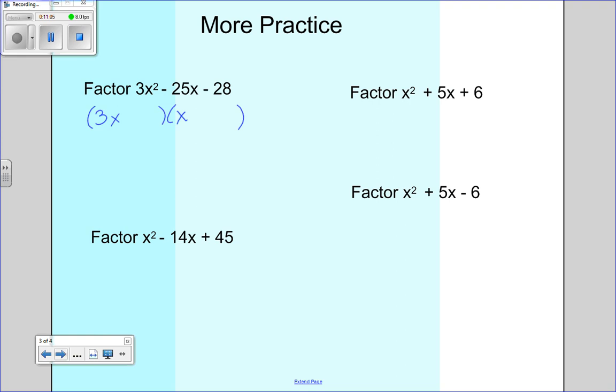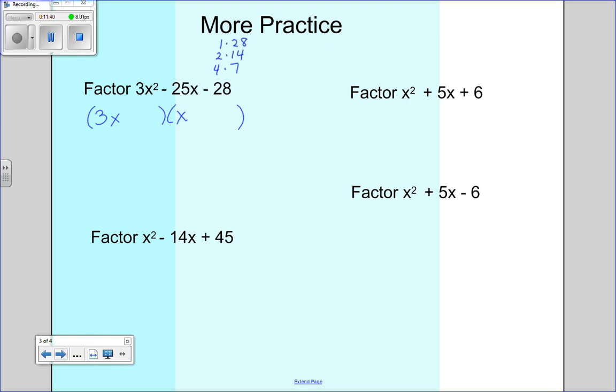Now the ways to get 28 are 1 times 28, 2 times 14, and 4 times 7. Now, if I look at this, I could just start using 1 and 28, but I really don't think, well, actually 1 and 28 is what's going to work, because 28 minus 3 is 25. I think that's the one that's going to work, actually. Interesting. Let's think about it, though.